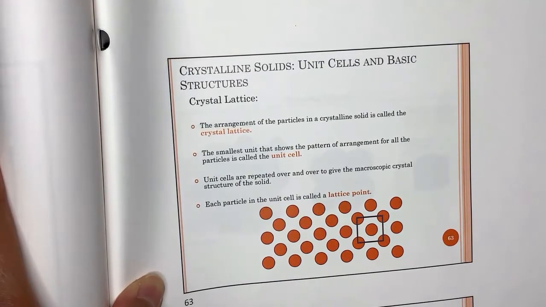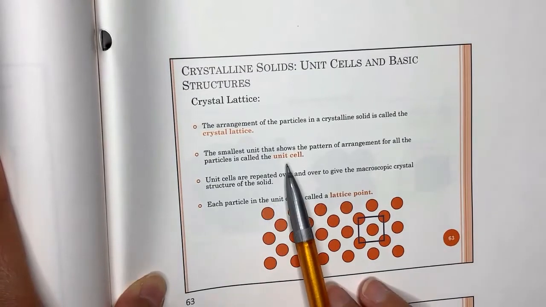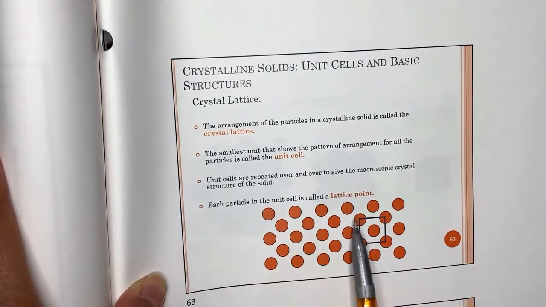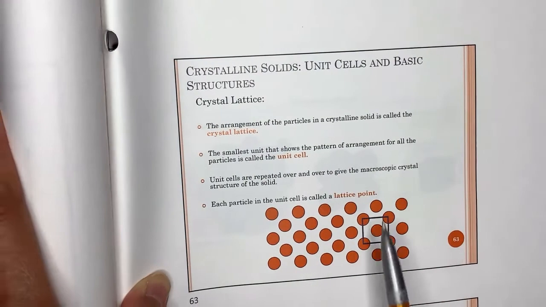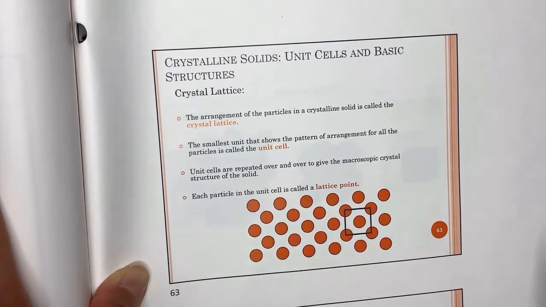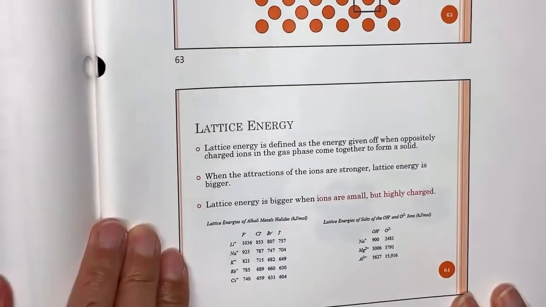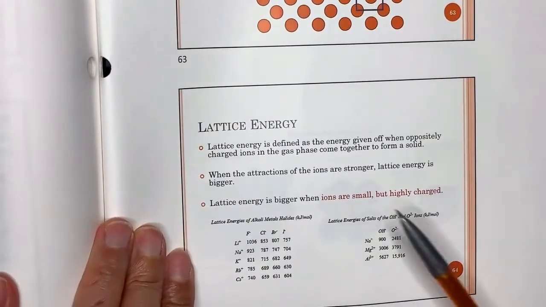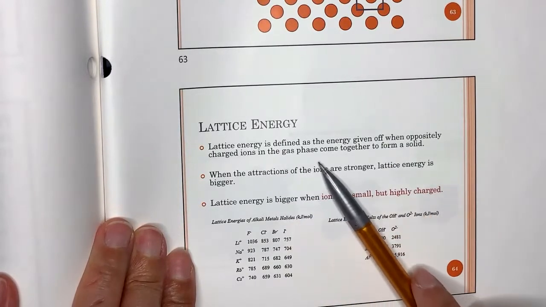So when we want to talk about solids, there's only a little bit of crystalline solid I want to talk about. In a crystal lattice, in the crystalline solid, you have the unit cell, which is the smallest repeating unit, and it repeats itself, right? Each particle in the unit cell is called a lattice point. So there's something called lattice energy. We don't focus too much on it, but lattice energy is energy that's released once you combine the ions in gas phase to form solid.